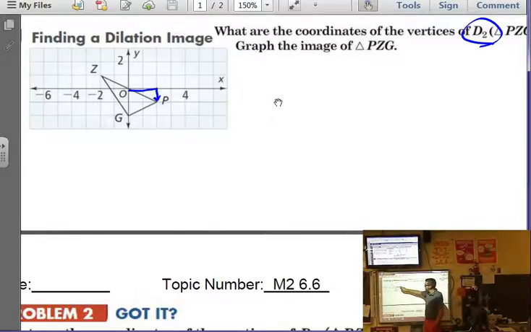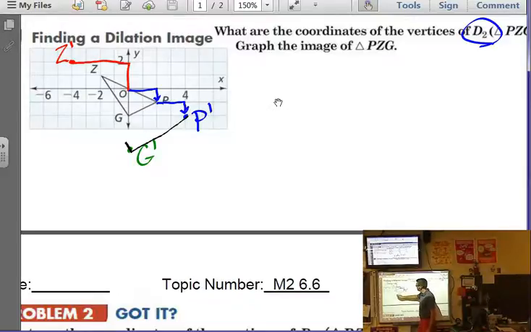So if I went 2 and then 1, I can go another 2 and then another 1. That doubles my movement. And P prime is now here. Z went up 1 over 2, so instead I'll go up 2 over 4. And G only goes down 2, so now it'll go down 4. And G prime will go up there. My new shape will be right here.